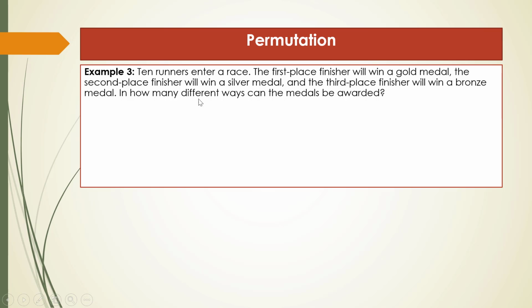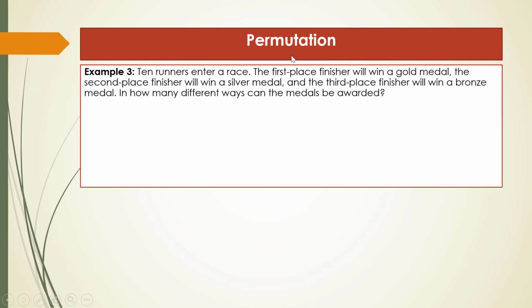Example 3. 10 runners enter a race. The first place finisher will win a gold medal. The second place finisher will win a silver medal. And the third place finisher will win a bronze medal. In how many different ways can the medals be awarded?